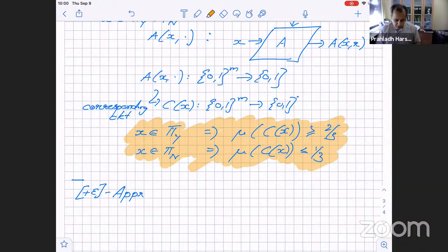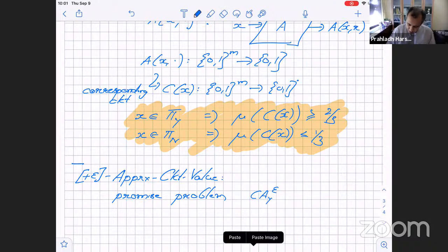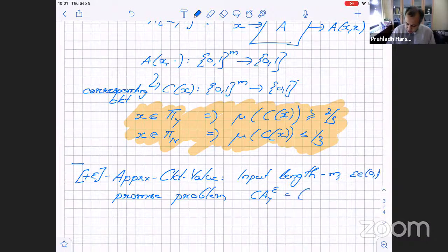So that's why this is the sort of problem I want to be talking about. It's called the approximate circuit value problem. It's a promise problem, which I will call CA epsilon. There is an underlying input length, the circuit input length, which will be denoted by M, and an underlying epsilon which is in (0, 1). CA epsilon, circuit approximation, has a set of yes instances and no instances.